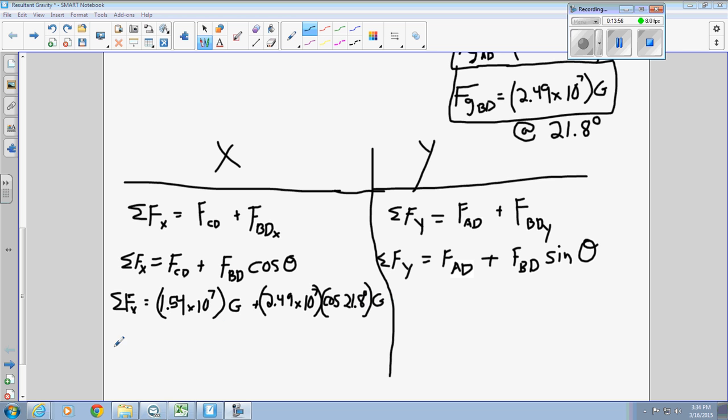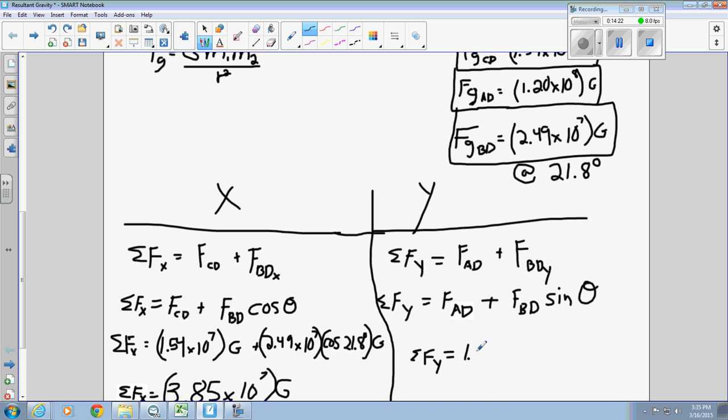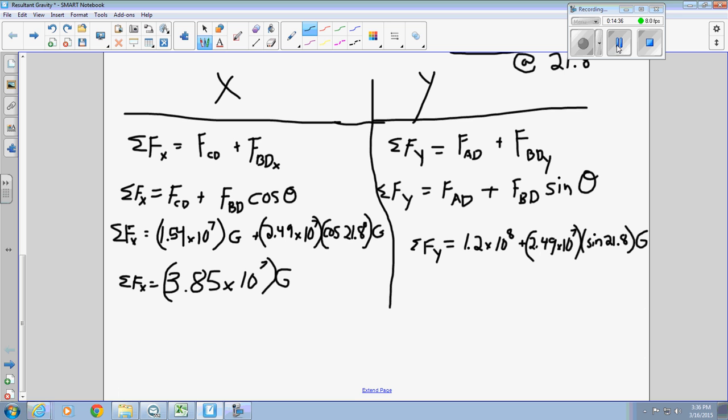We multiply all these and add up our like terms, and we see that the net force in the x direction is going to be equal to 3.85 times 10 to the 7th times our coefficient, our gravitational constant. And our net force in the y direction, when we plug all our numbers in there, we're going to have 1.2 times 10 to the 8th plus 2.49 times 10 to the 7th sine of 21.8 times G. And we add those up.